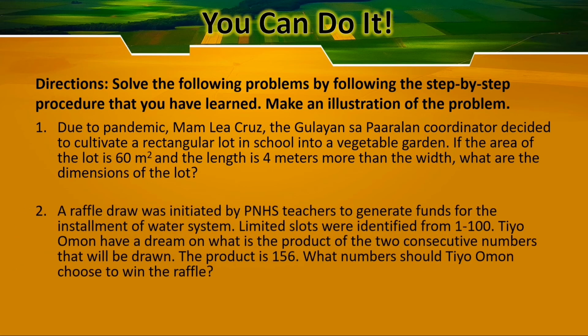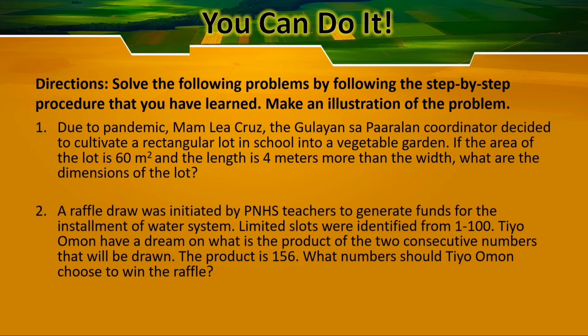Due to the pandemic, Ma'am Leia Cruz, the Gulayan sa Paaralan Coordinator, decided to cultivate a rectangular lot in school into a vegetable garden. If the area of the lot is 60 square meters and the length is 4 meters more than the width, what are the dimensions of the lot?